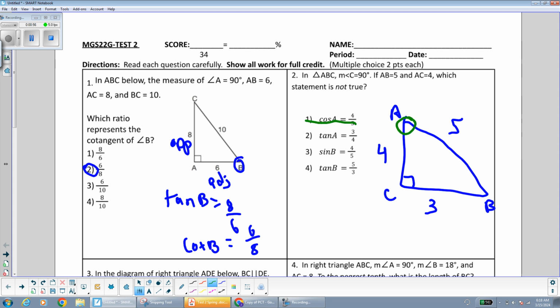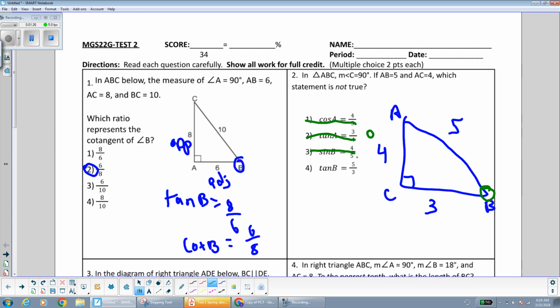From angle A, here we have opposite and adjacent. So tangent would be 3 over 4. So that one's good as well. Sine of angle B, from angle B, here we have opposite and hypotenuse. So sine of angle B is 4 over 5.